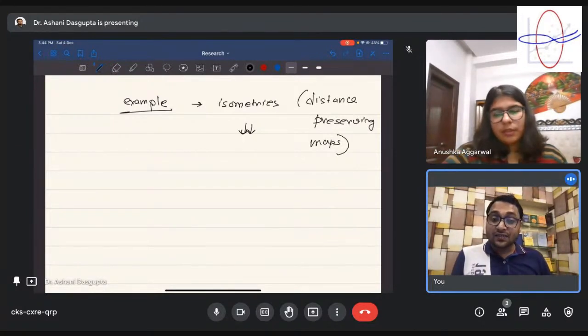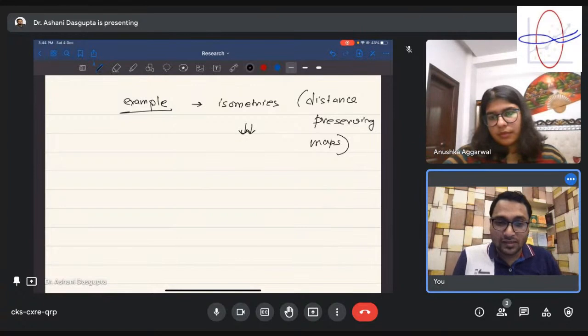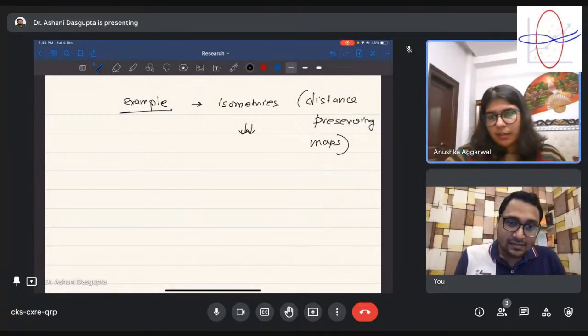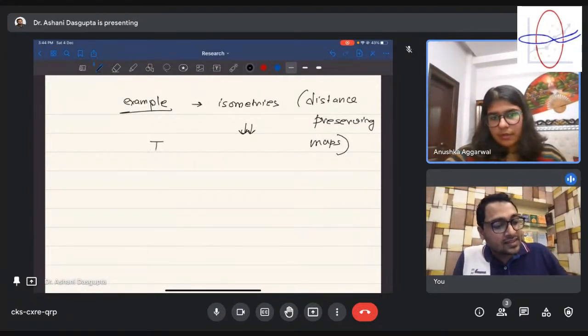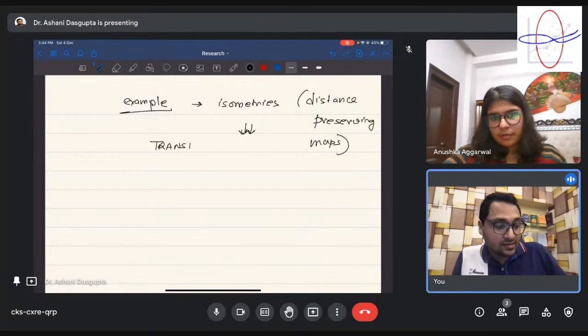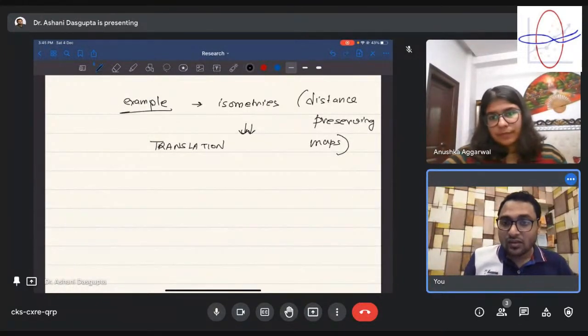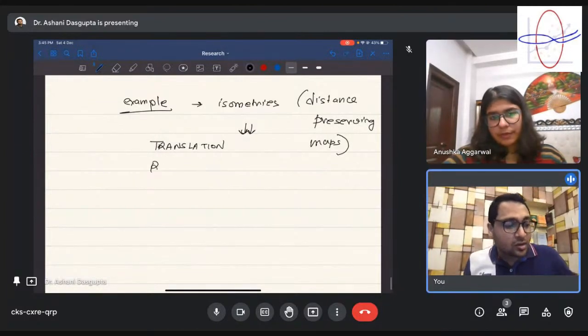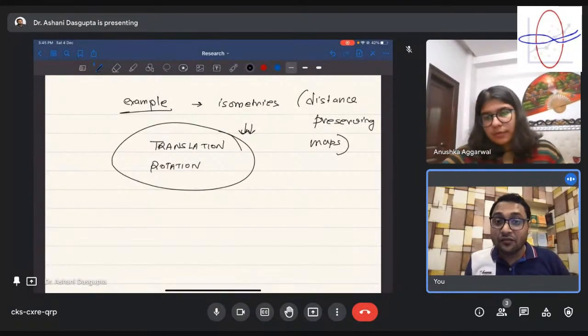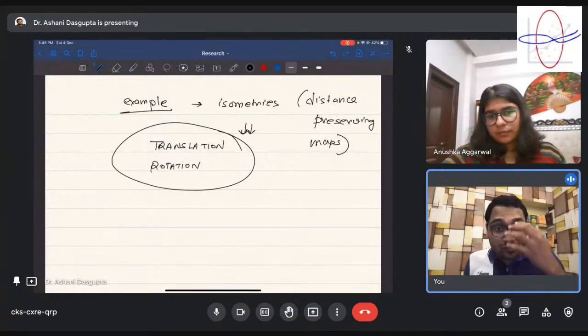So if you have a distance function defined on R2, and suppose it's a Euclidean distance, if you shift it all, then it will be an isometry. Okay, shifting. So a translation is an isometry. You just move it. What else is an isometry? If we rotate it, rotation is an isometry. Excellent. So all of the motions that we have studied in geometry so far, these are actually isometries.